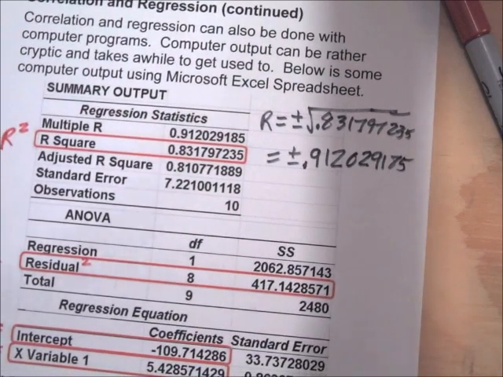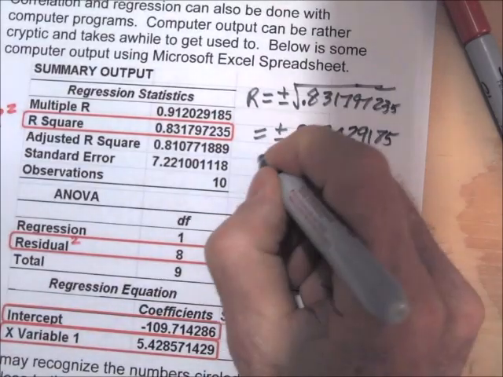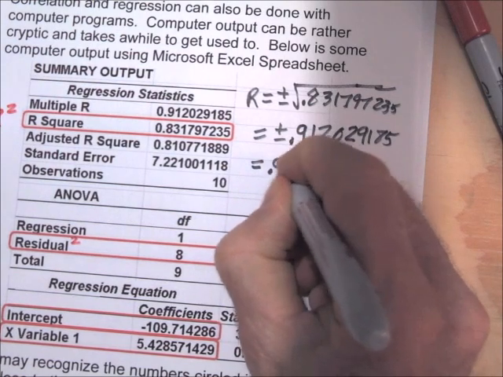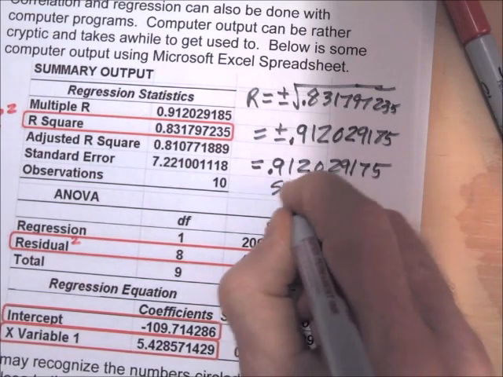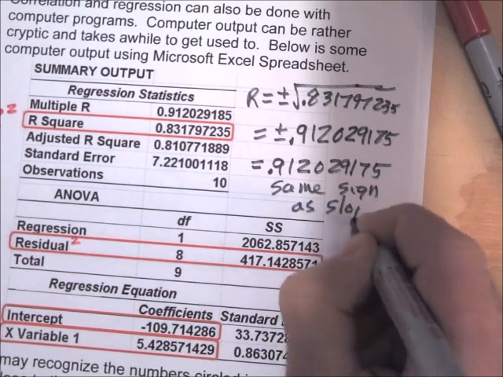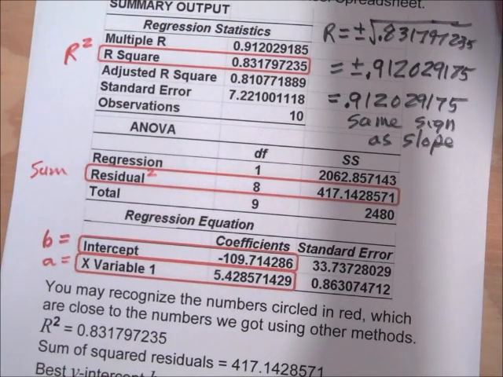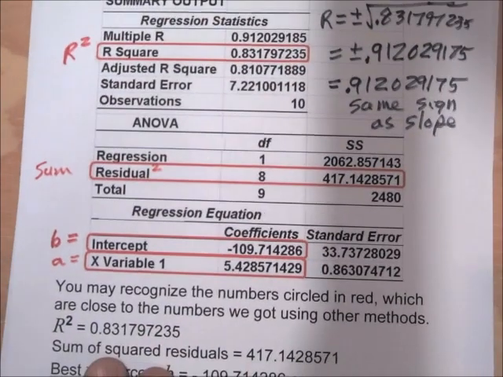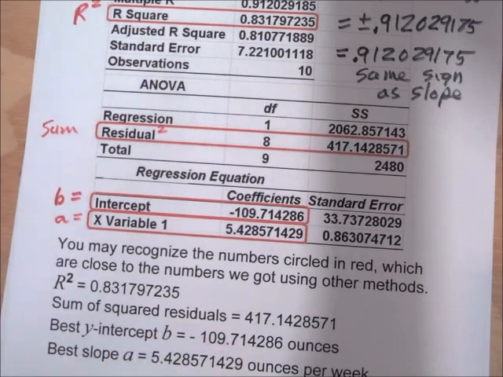But which is it, plus or minus? Well, our slope is positive. R has to have the same sign as the slope, so it has to equal a positive 0.9. So they don't give you r specifically there, but if you know r squared and you know the slope, then you can compute r. And that concludes this presentation.